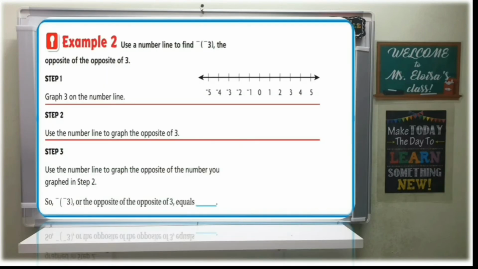Use a number line to find the negative of negative 3, the opposite of the opposite of 3. First, graph 3 on the number line. Then use the number line to graph the opposite of 3. Since 3 is 3 units from 0 to the right, we will graph its opposite, negative 3, because that is 3 units from 0 to its left. Then use the number line to graph the opposite of the number you graphed in step 2. So, the negative of negative 3, or the opposite of the opposite of 3, equals 3.